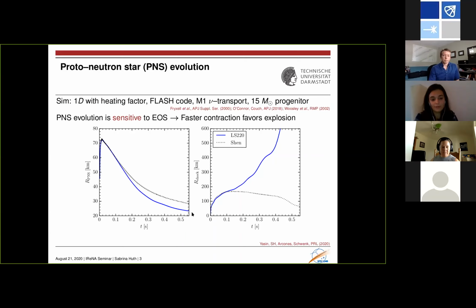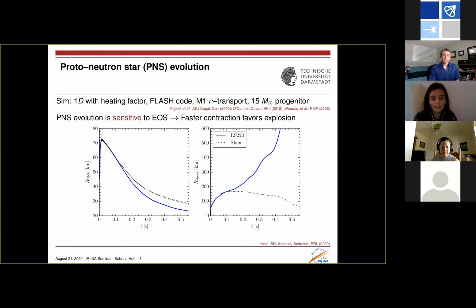For the proto-neutron star contraction, you can see that when you use the softer LS EOS, then at the end, after roughly half a second in the simulation, you end up with, let's say, 5 kilometers less of proto-neutron star radius compared to the stiffer Shen EOS. Due to this faster contraction with the Lattimer-Swesty EOS, we then get an explosion in our simulation, so the shock radius increases with time. For the Shen EOS, we don't see an explosion, so this will collapse to a black hole.